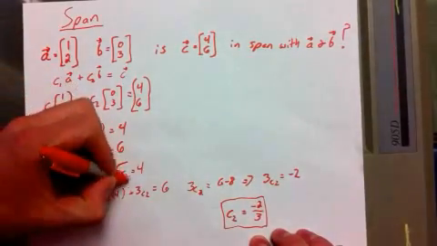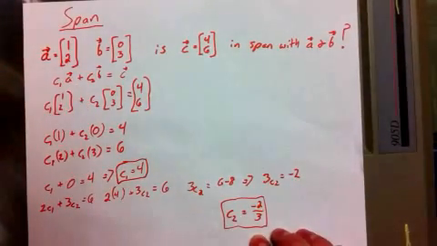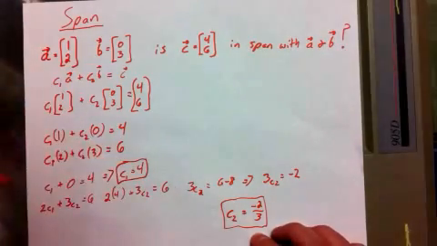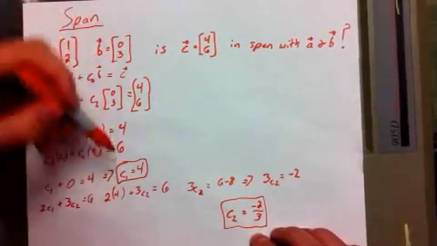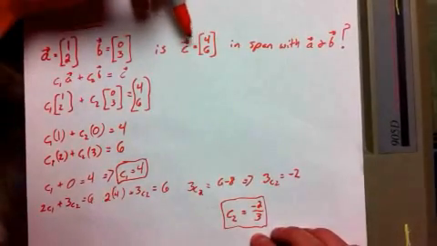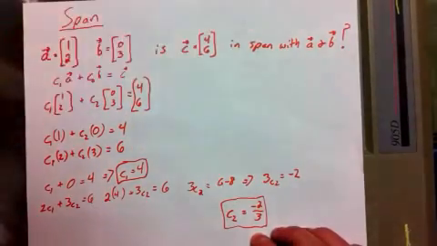So we have found our linear combination of these two vectors. We have proven that there is a linear combination of A and B which can give you C, so C is therefore in the span of A and B.